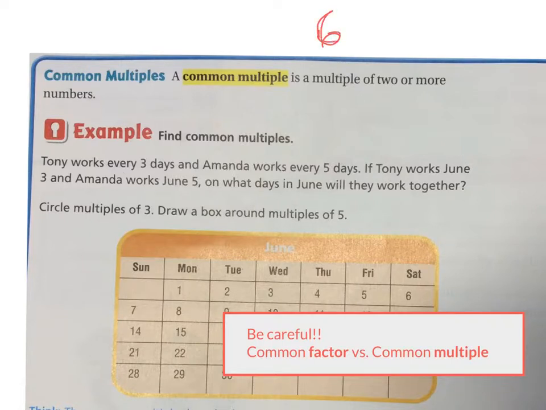6 is a multiple of 2. Do you guys agree? Yes. Is it also a multiple of 3? Yeah, because 6 is equal to 2 times 3. So 6 is a multiple of 2, and it's a multiple of 3.